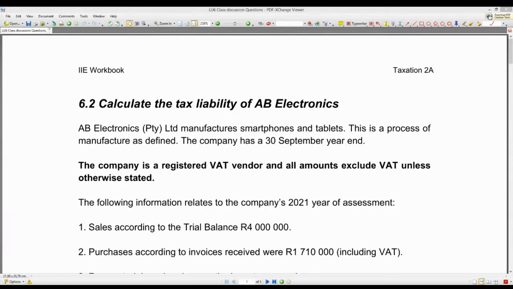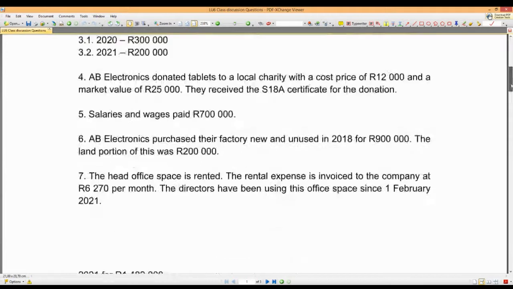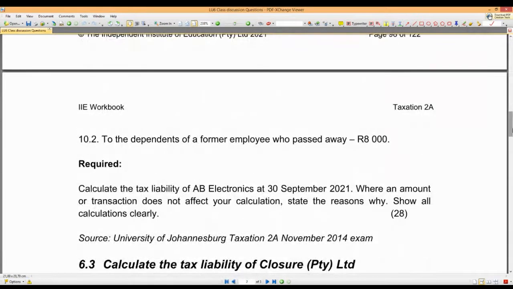Okay, so similar to your test, similar to your exam, the first thing you do when you get a question is you scroll down right to the end to see what do you have to do, what is required from you. Okay, so in this question, they ask you to calculate the tax liability. Now remember, when we talk tax liability, that means we are looking at the taxable income multiplied with the applicable tax rate. Okay, now depending on what type of company we have, it will either be 28% or it might be a sliding scale if it's a small business corporation.